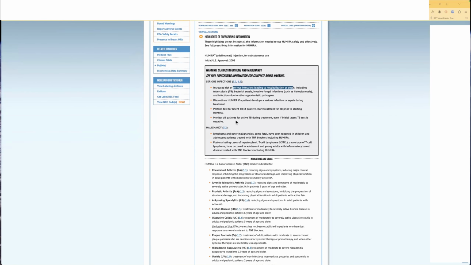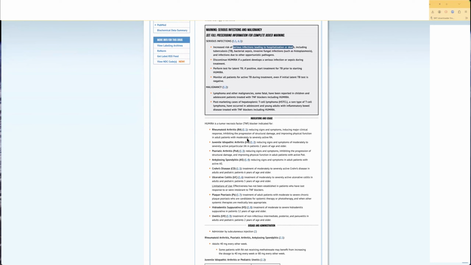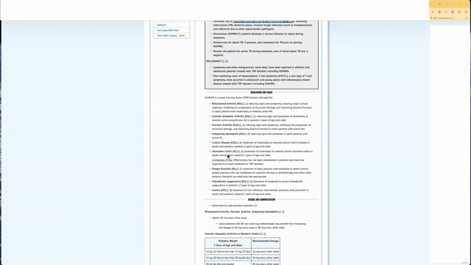So the next section is the indication and usage. Here we see that Humira is used for rheumatoid arthritis, but it also has other indications. Another important one is psoriatic arthritis. Of course, Crohn's disease as well, or ulcerative colitis. So it's a very interesting and important drug with several indications and usages, and it has been on the market since 2002.